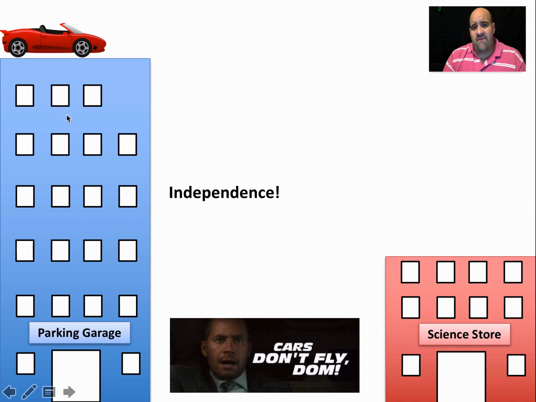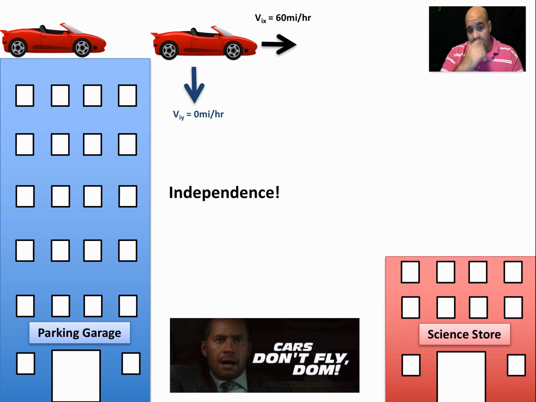So instead of driving your car down the ramp, six flights, or taking the elevator down six flights and then walking across the street to the science store, you decide to get there the quickest way possible. And that's Fast and Furious style. You decide to fly off one roof to the next roof.